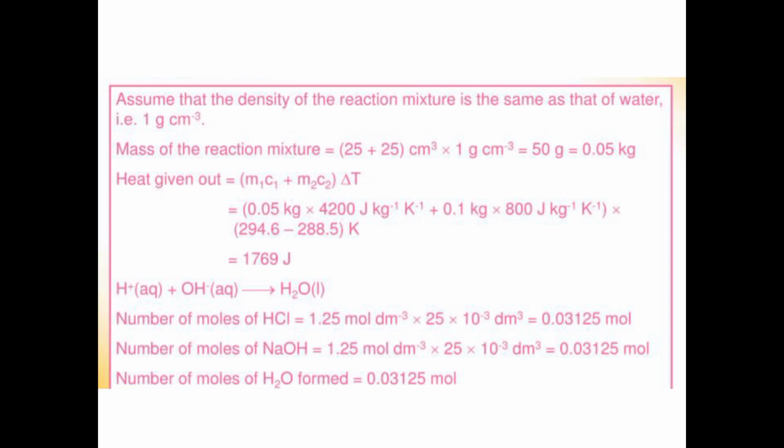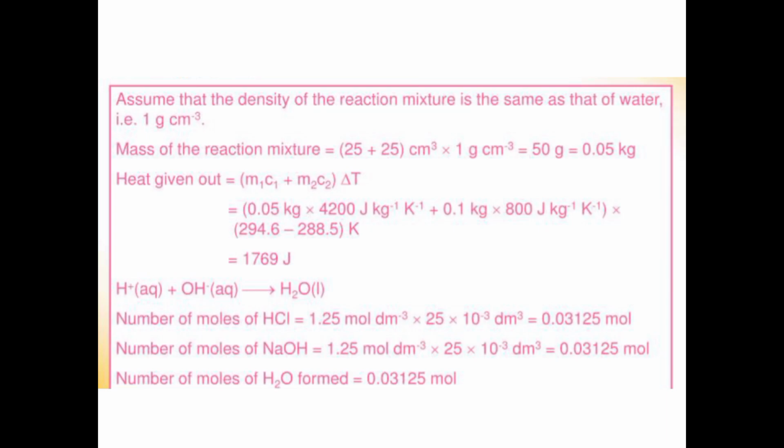Now to solve this kind of reaction, we assume that the density of the reaction mixture is the same as that of water and is given as 1 gram per centimeter cube. So you can actually calculate mass from volume. Don't forget that density is equal to mass over volume. Then that means mass will be equal to density times volume. So from here we multiply the volume by the density to give us mass, which is 50 gram.